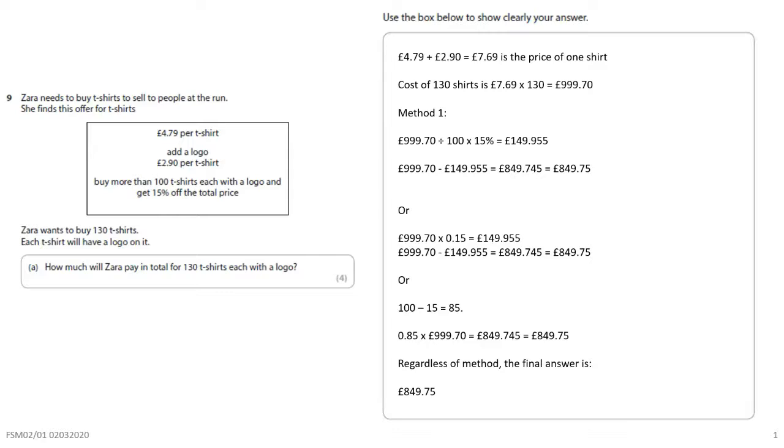The other way you could do it, the way I've done here, is 100 minus 15 is 85, 0.85 times the 999.70 gives you your actual final answer straight away. But whatever way works for you is the way that you actually work.